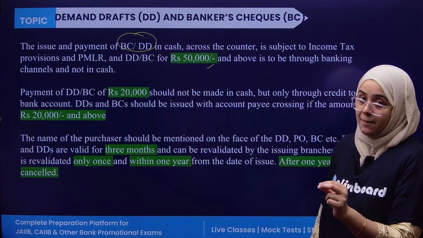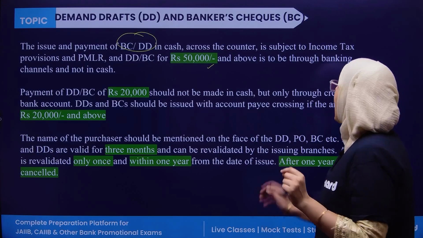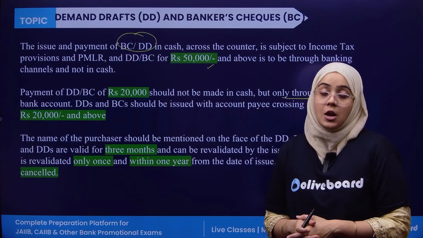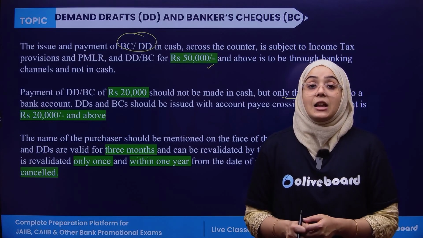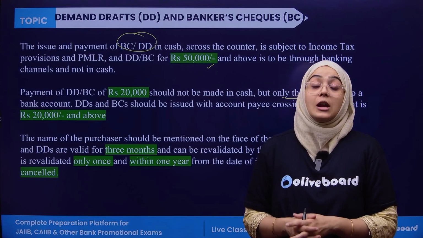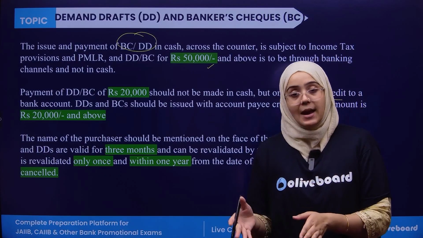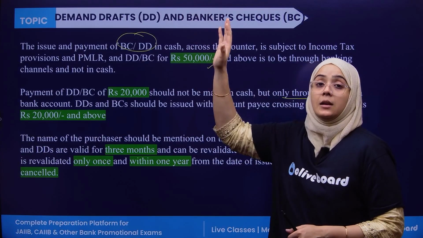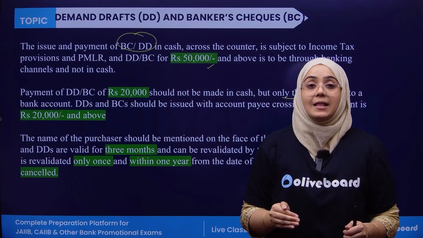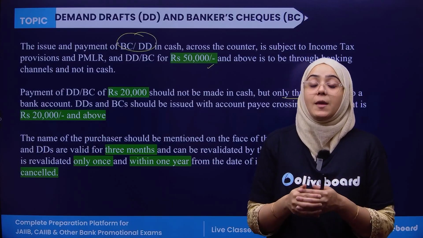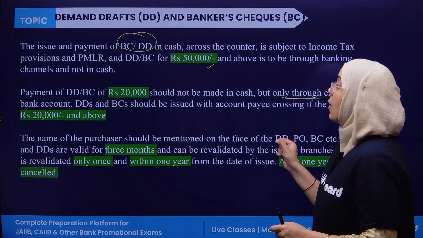Now, payment of any demand draft or banker's check of rupees 20,000 and above shouldn't be made in cash, only through a credit to a bank account. If the amount is 20,000 and above, it is strictly prohibited to make it in cash, and the transfer should only be made through a credit from one account to another account. So earlier, the limit was 50,000 and above shouldn't be made in cash. But now the limit is 20,000. For 20,000 and above, the payment of the banker's check and demand draft shouldn't be made in cash. It is made only through a credit to a bank account.